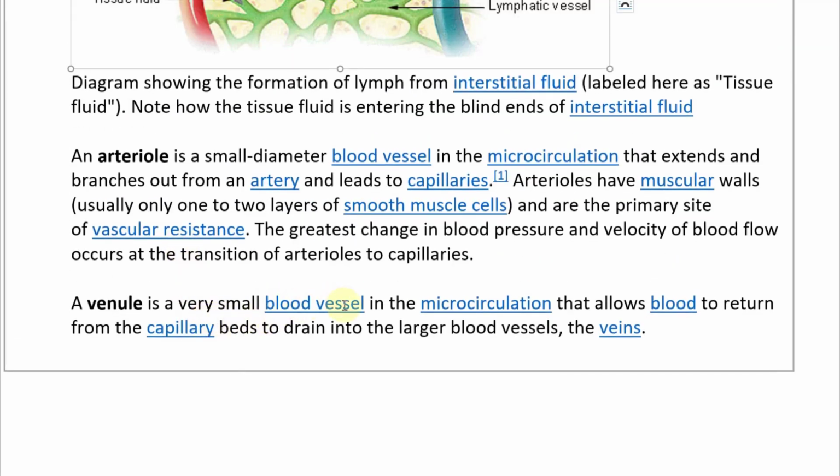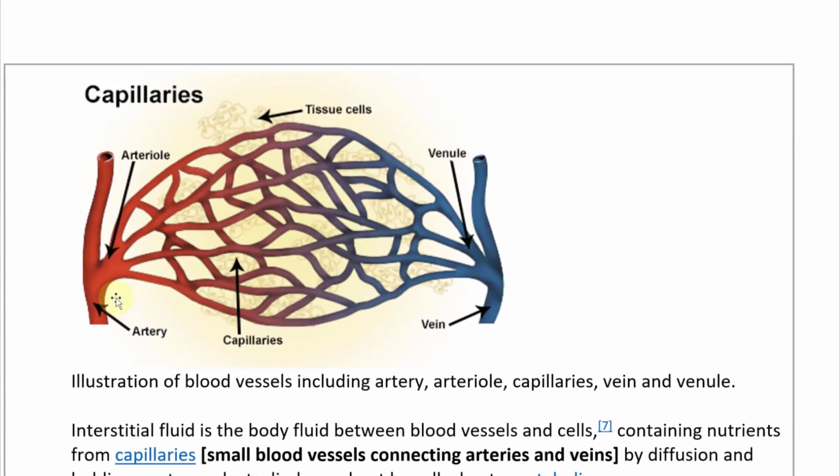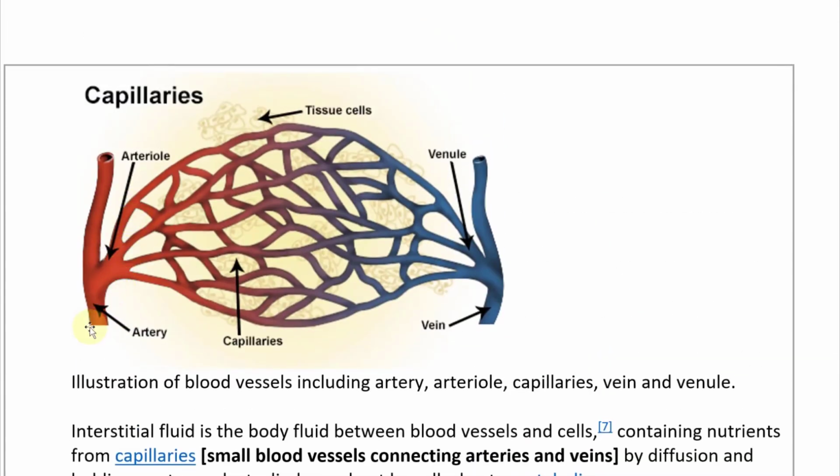A venule is a very small blood vessel in the microcirculation that allows blood to return from the capillary beds to drain into the larger blood vessels, the veins. So here's a diagram to illustrate that. So there's an arteriole, and there's an artery. So this has high resistance here. This is a high resistance area that can slow down the blood flow from the arteries right there. And then there's the tissue cells.